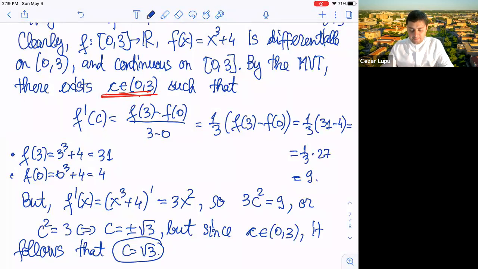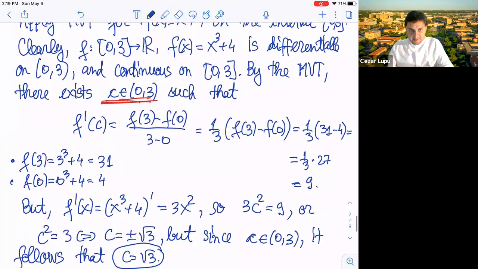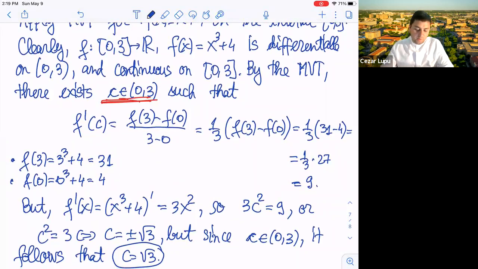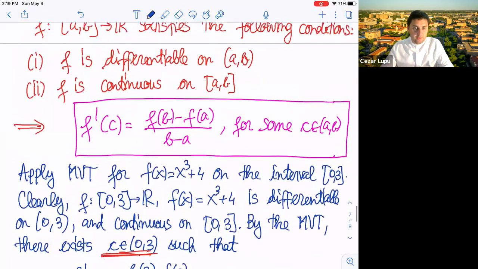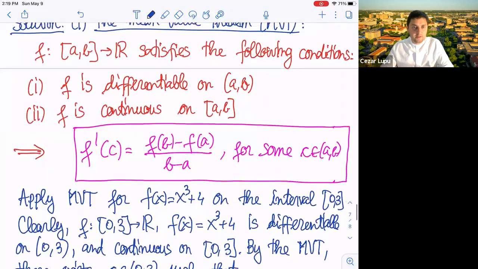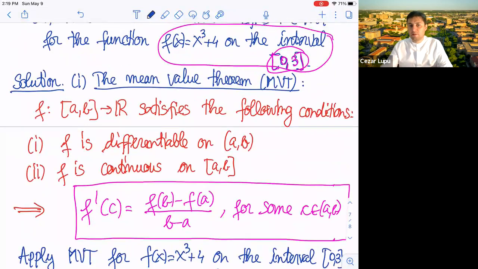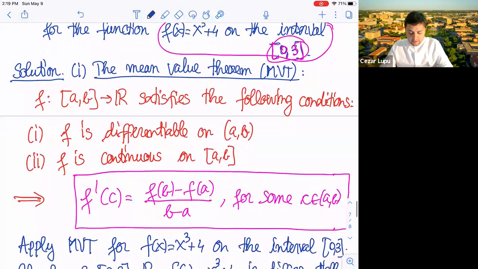Does it make sense? So what you need to do in this problem is to know the statement of the mean value theorem, and then to apply it to this function. You're going to have something like this at the final exam. 100% sure you're going to have something like this. Let's see. Any questions? Scroll back down. Okay.